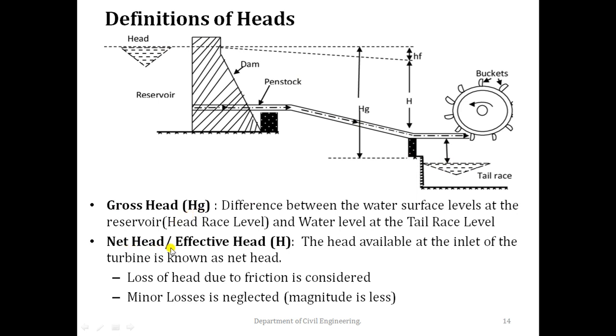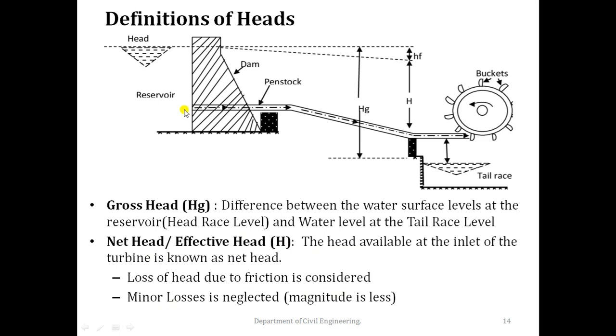Coming to net head. Net head is also called effective head. We will be denoting it by H. The head available at the inlet of the turbine is known as net head. So while calculating net head, we need to consider the loss of head due to friction. We may neglect the minor losses.